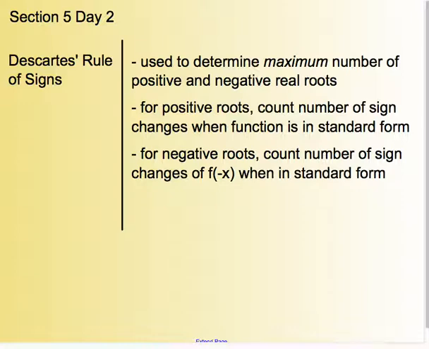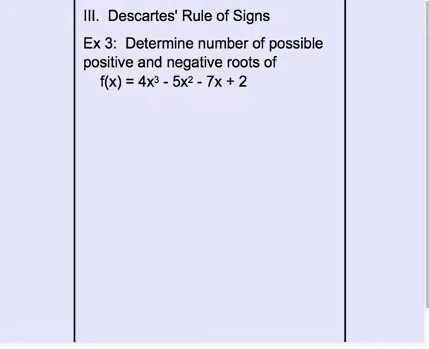To determine the maximum number, again, similar to the rational root theorem, we listed the possible roots. They weren't all of the roots, they were possible. So this is the maximum number of positive roots that it could have. It may have fewer than that. What you do is you count the number of sign changes, meaning from positive to negative or negative to positive, when your function is in standard form. For the maximum number of negative roots, count the number of sign changes for f of negative x when it's in standard form. So let's see how this works, because it always makes much more sense when you apply it than it does when you look at the theoretical words.